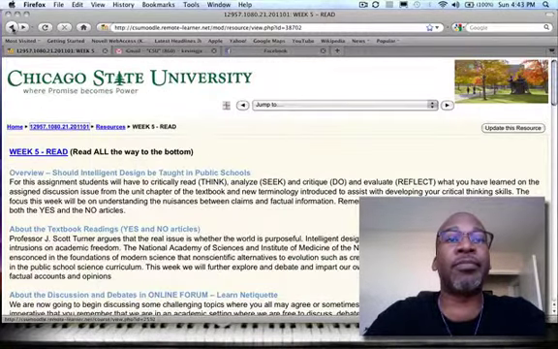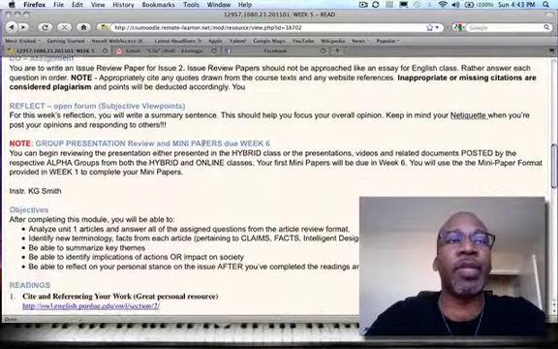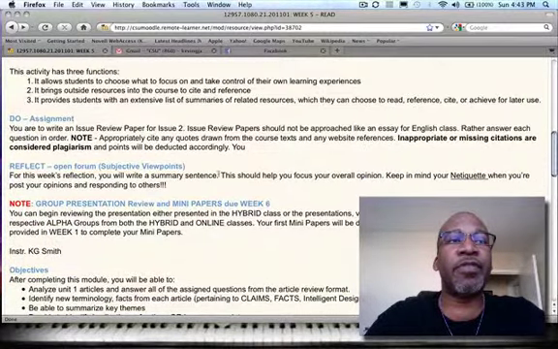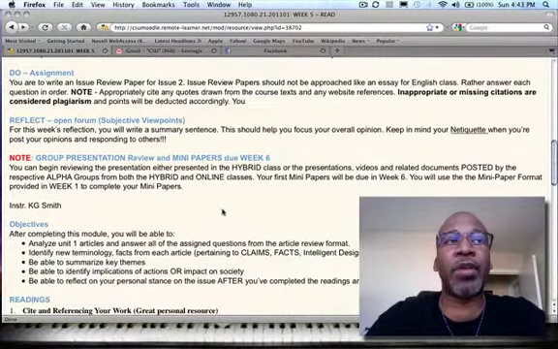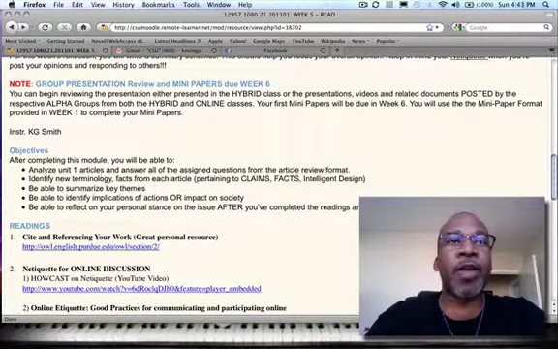Going back. So that's for the group assignments. You do the reflects, and of course the reflect will be open later on this week. Here are your objectives for the week.